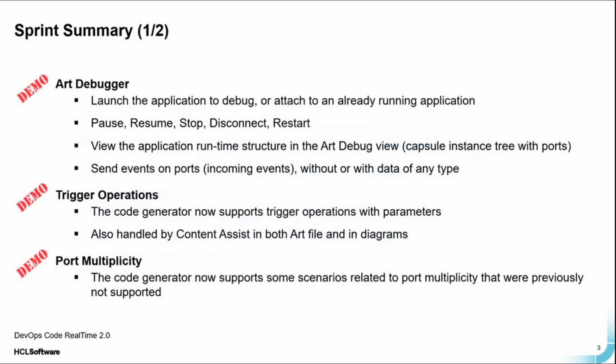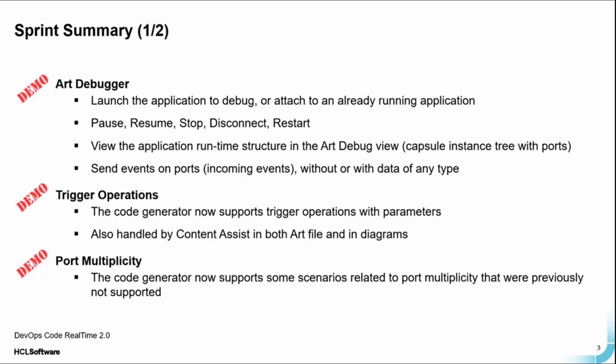So moving on to give the overview of what we will demo today. In 2.0, we launched the first version of a debugger, which we call Art Debugger. This is very similar to the Model Debugger in Model Real-Time. And in this first version, it has the ability to launch the application to debug or to attach to an application that you have already started elsewhere, either locally on your machine or maybe on a remote target machine. And it will then connect over TCP to that application. We support pausing and resuming execution. You can stop and disconnect the debug session, and you can also restart to start from the beginning.